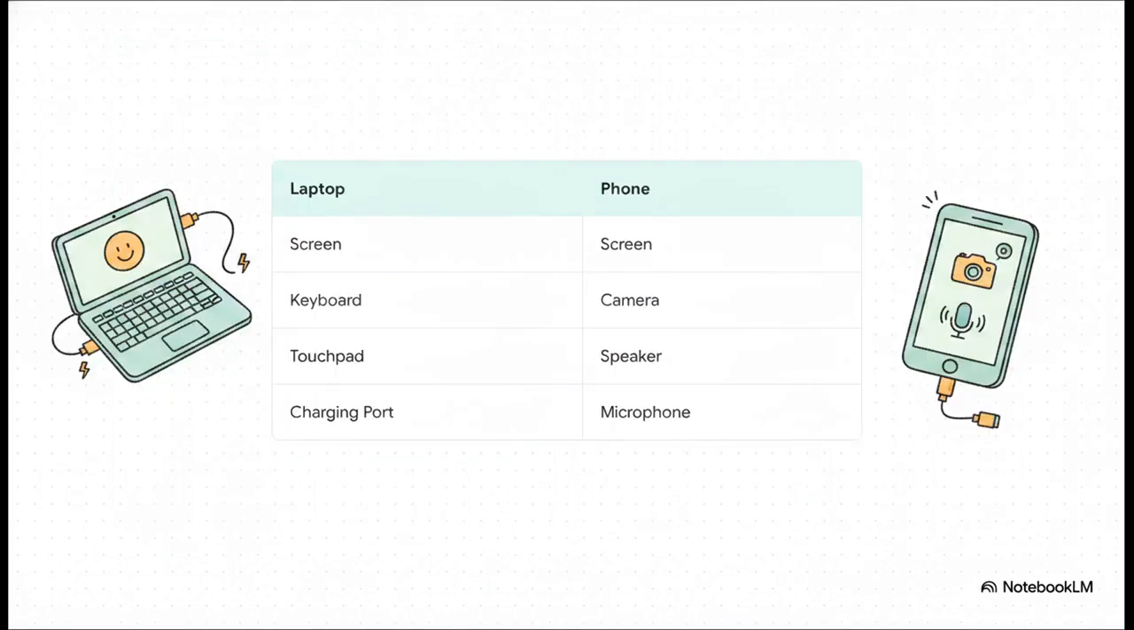All right, let's do a quick recap of the tools we've met today. Over on the laptop side, we use the screen to see, the keyboard for typing, the touchpad for pointing, and the charging port for power. Over on the phone side, we have its screen, the camera for pictures, the speaker and microphone for sound, and its very own charging port.